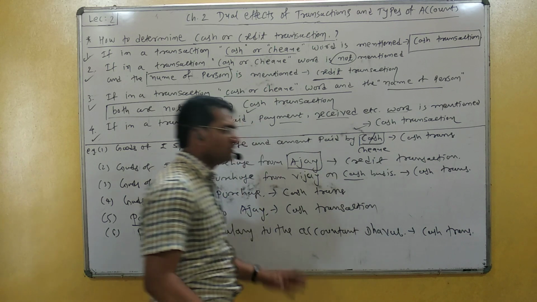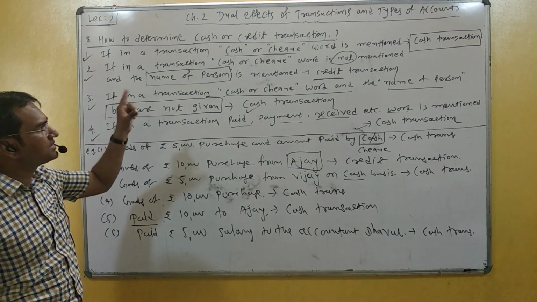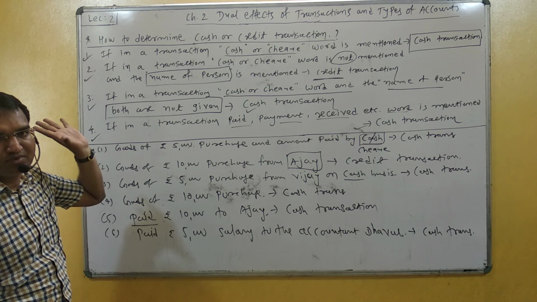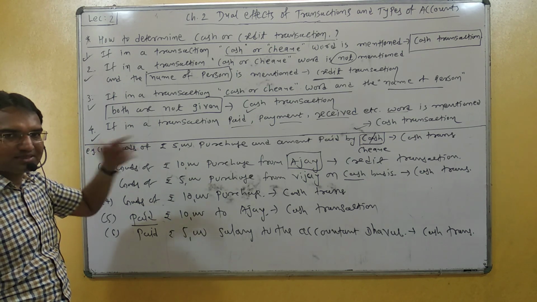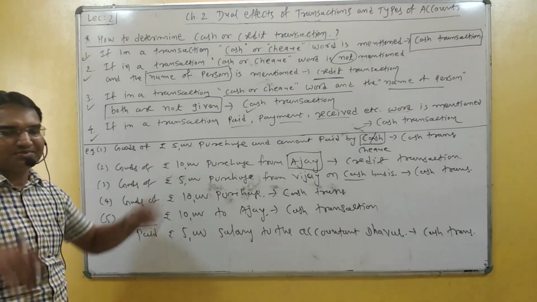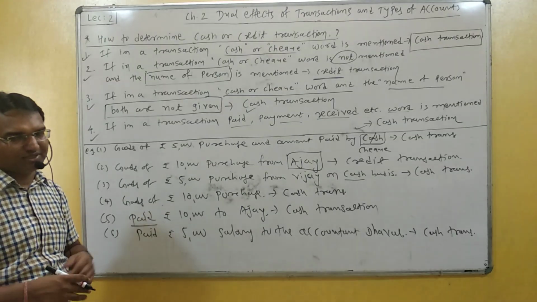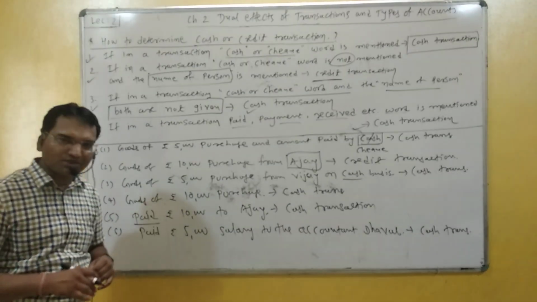Cash transactions. So these are the golden rules of determination of cash and credit transactions. In the next lecture we will discuss practical examples of classification of transactions into cash and credit transactions. Okay, thank you very much.